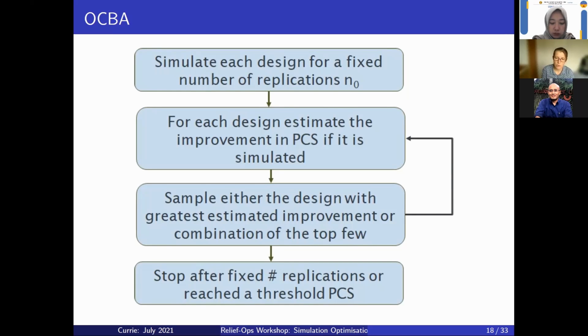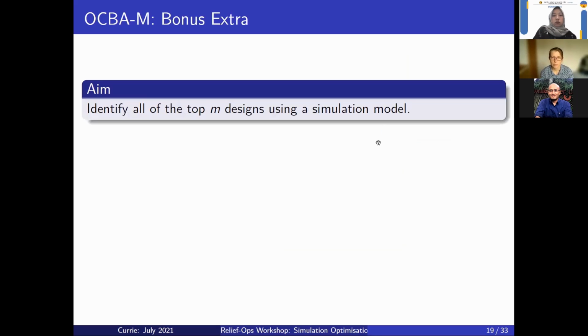In the next step, then, you use those results. So you'll sample either the design with the greatest estimated improvement or a combination of those top few in that ranked list. And you will sample those again. And you will then stop after a fixed number of replications. Or you might say, I think my probability of correct selection is this. So they will often estimate this PCS, or probability of correct selection, as they go along. So there will be two possibilities for stopping. Either I've met my computing budget, or I've got to my threshold probability of correct selection. And we'll look at that in a moment, just a little bit on OCBAM.